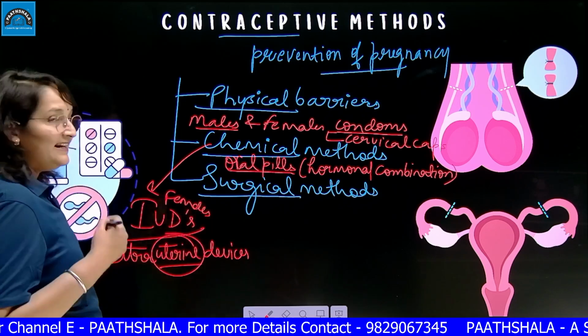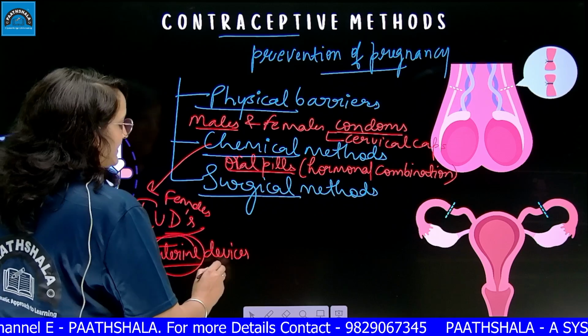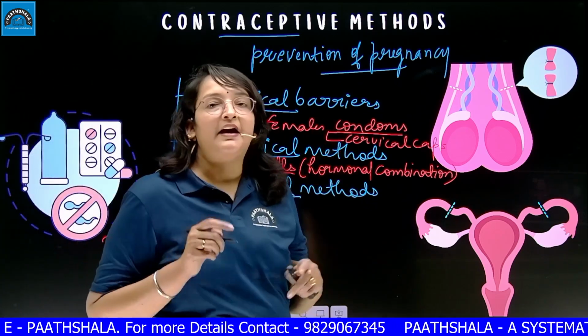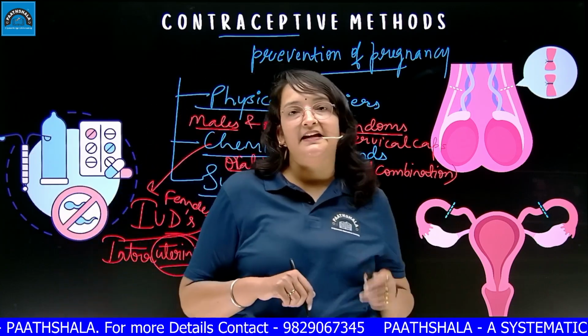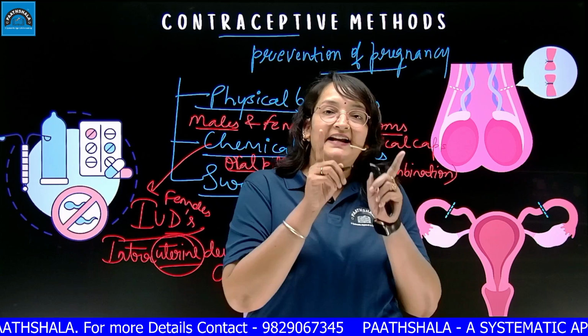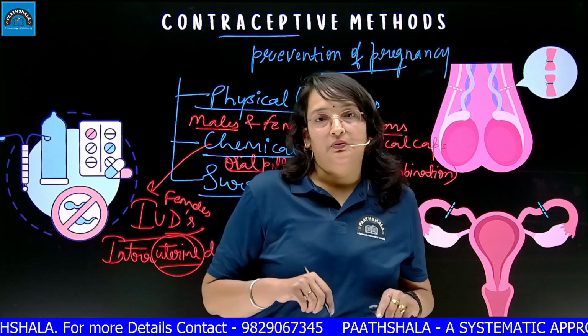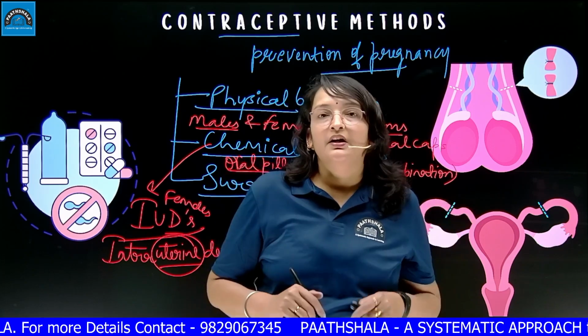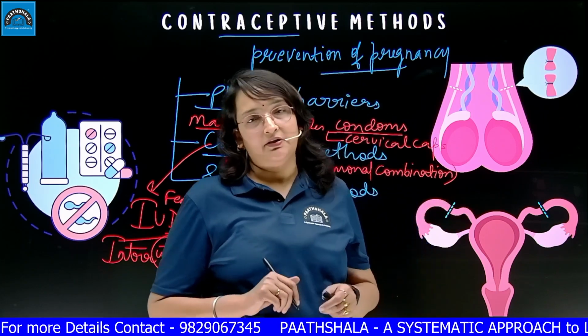Now, a common example of intrauterine devices is copper T. Copper T is a T-shaped wire of copper. It is inserted inside the uterus of the female, and it blocks the fallopian tube. And if the fallopian tubes get blocked, the sperm will not reach the ovum and fertilization will not occur.